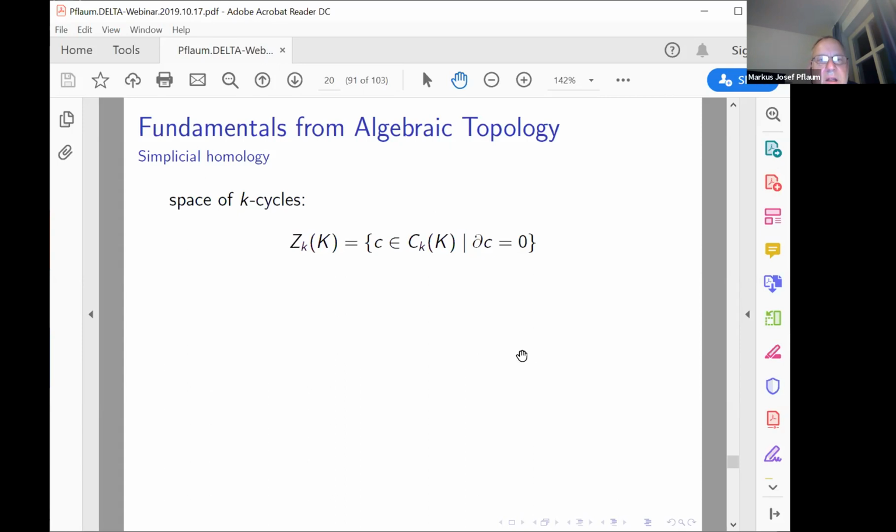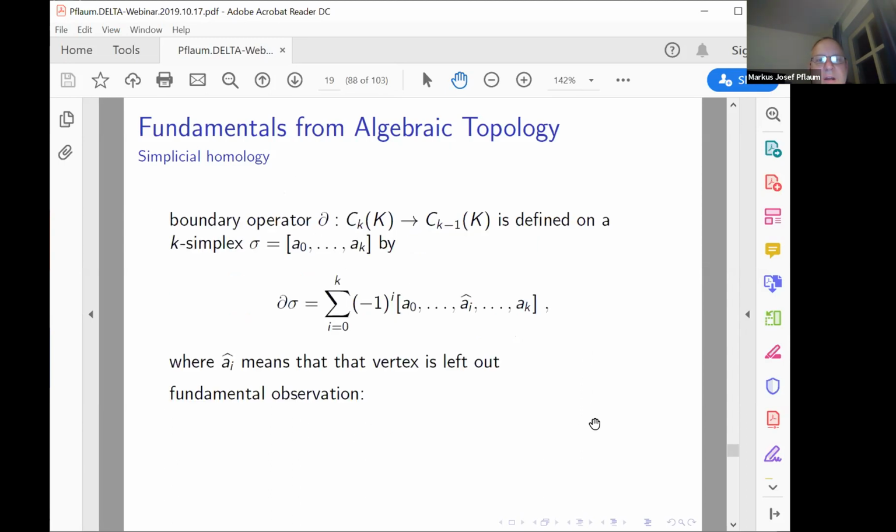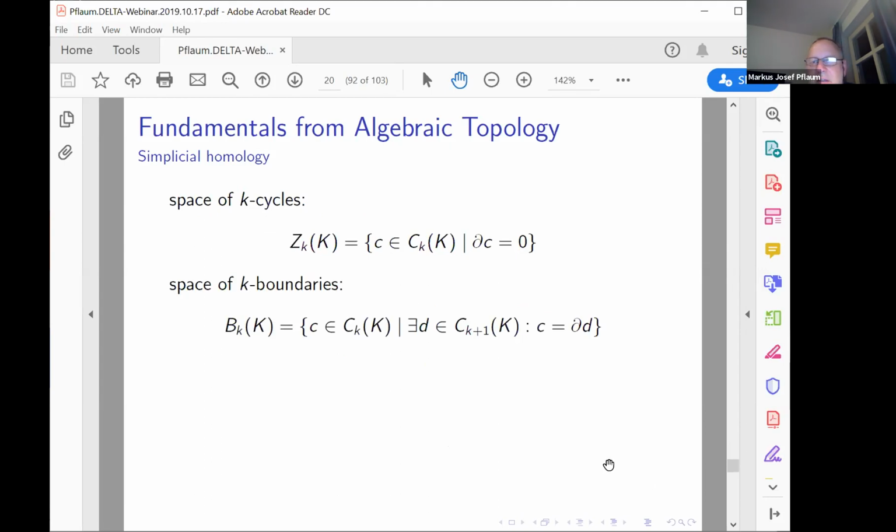So there's another space, and that is the space of k boundaries. And that consists of all those k chains with the property that they lie in the image, meaning there's a D, which is a k plus 1 chain, such that c is the boundary of D. Okay, and now this boundary squared is 0. It has a fundamental consequence. Question for the students: what is it? What does this fundamental observation entail for Z_k and B_k?